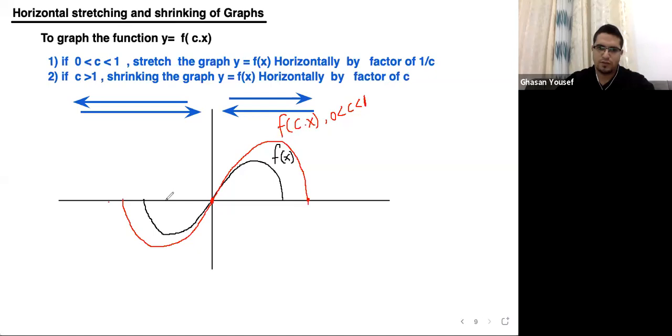So to graph the function f of c times x such that c is greater than 1, like for example 2, 3, 4, 5, the graph will be like the blue curve. We did horizontal shrinking.